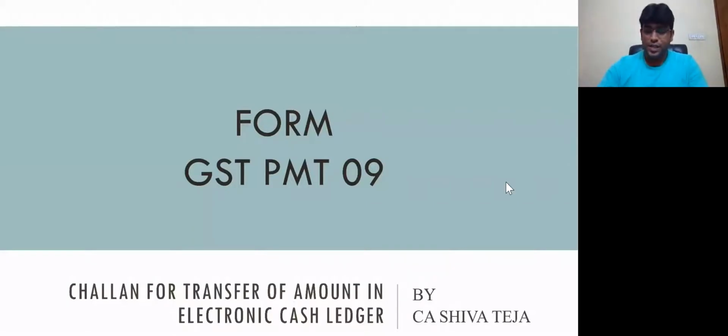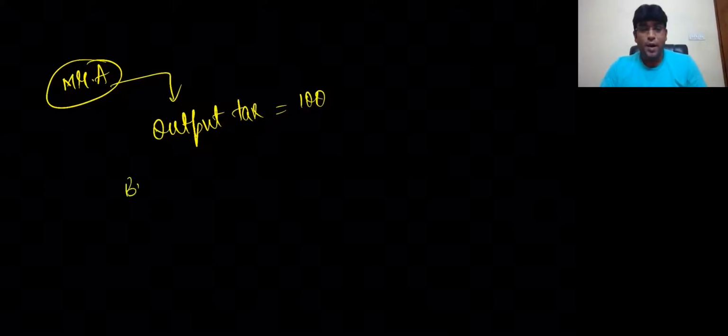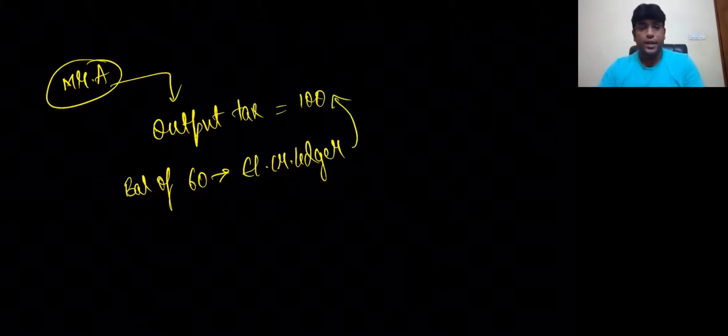So friends, first, to explain the concept, let me take you through it. For example, let's say there is one person known as Mr. A. Let's say this man is supposed to pay some output tax of 100 rupees. And let's say he has a balance of 60 rupees in his electronic credit ledger. When 60 rupees balance is there in the electronic credit ledger, he will use it for set off.